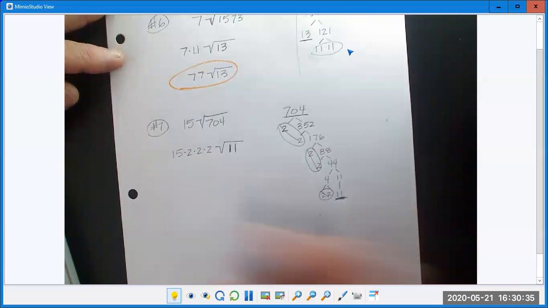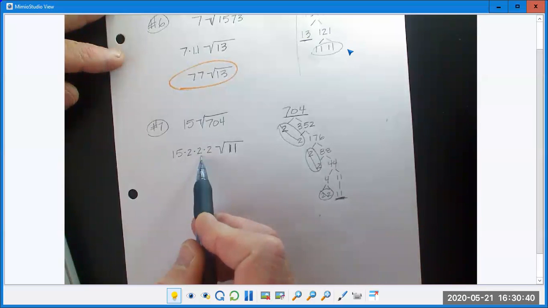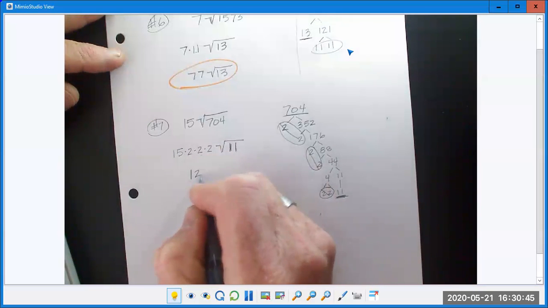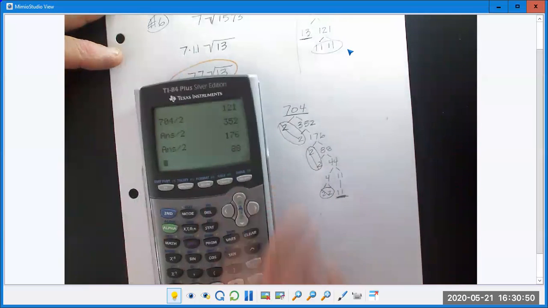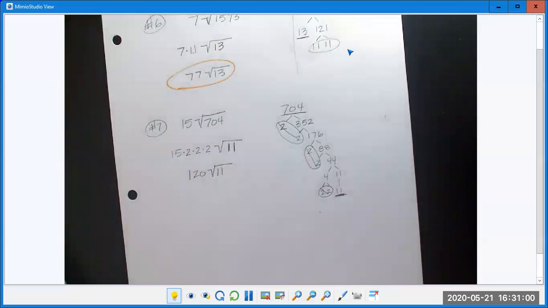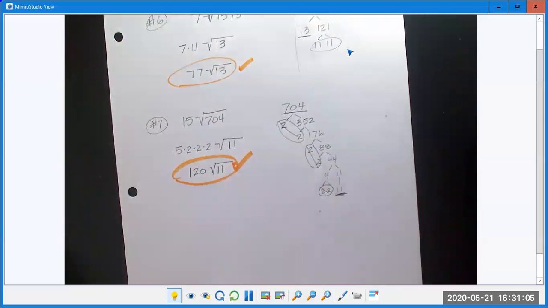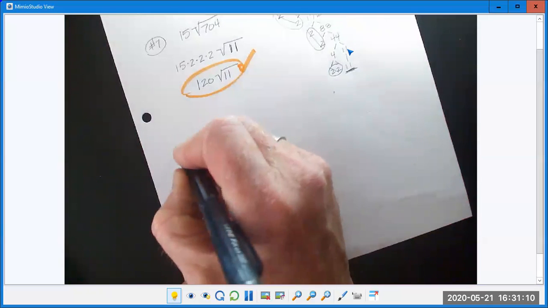So what are we going to have here? 15 times 2 is 30. 30 times 2 is 60. 60 times 2 is 120. 120 radical 11. 15 times 2 times 2 times 2 equals 120. Final answer. Number 8. We're on the home stretch here.